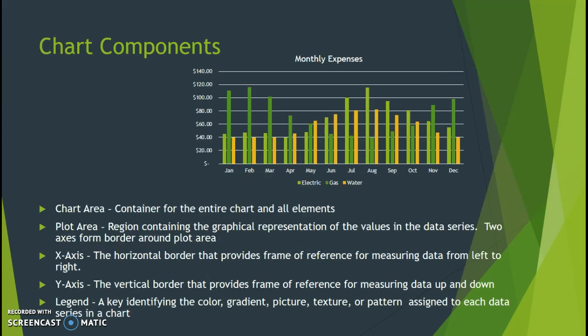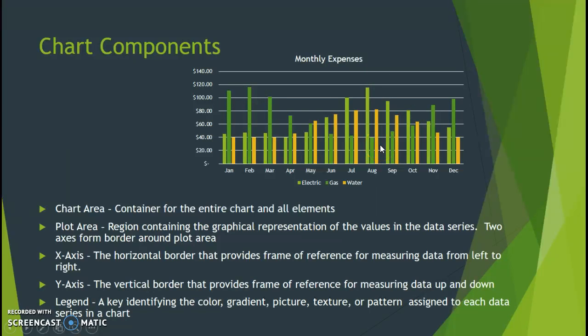So let's get into the actual chart components itself. I have a chart here showing an example of monthly expenses, again over a period of time. This is going to be a calendar year, and we have 3 of the various monthly expenses identified here. So for the first component, we're going to have the chart area, and that's the container for the entire chart and all the elements. The plot area is going to be the region containing the graphical representation, so within this general area here, the values in the data series.